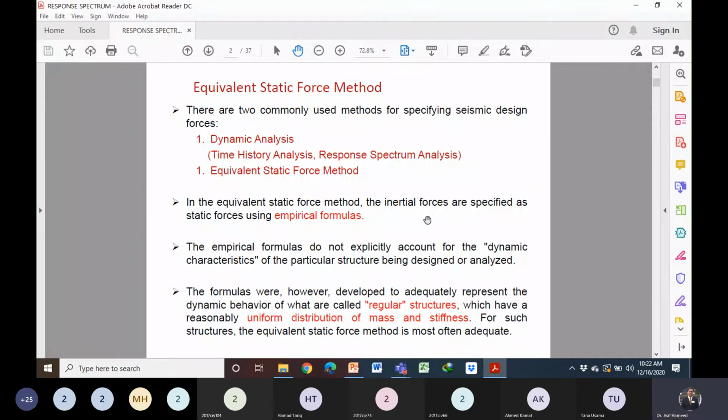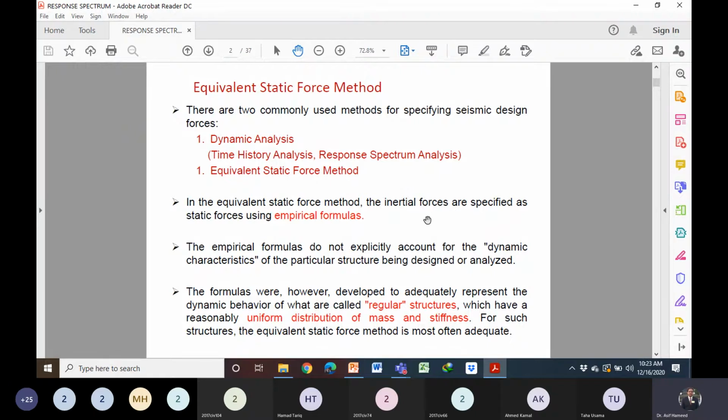So there are two methods to find out the seismic response of the structure, that is, the response of a structure because of the earthquake loading. The first method is the dynamic analysis. In dynamic analysis, we have time history analysis and the response spectrum analysis. These two we have already discussed. We have another method, that is the code specified static load procedure.